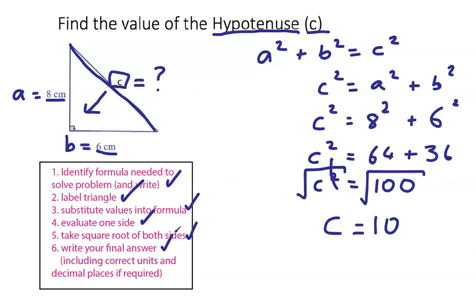But one thing we haven't looked at is correct units or any decimal places. Now the answer is a whole number, so we don't need any decimal places, but correct units are important. We can see that we're given two lengths, 8 centimeters and 6 centimeters, and so the answer is going to be in centimeters. Alright, so let's write centimeters there, and you're done.